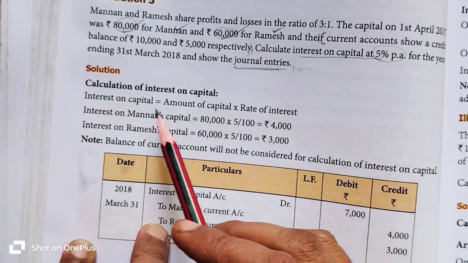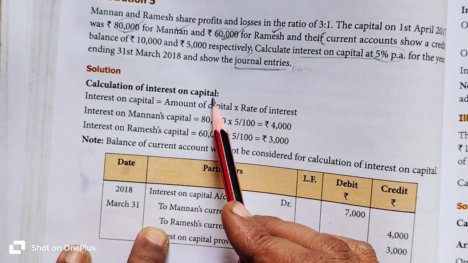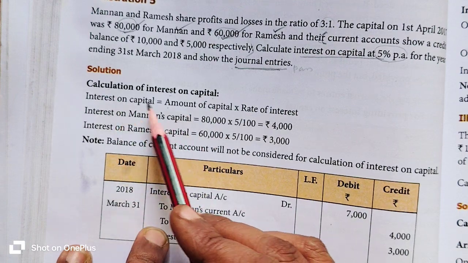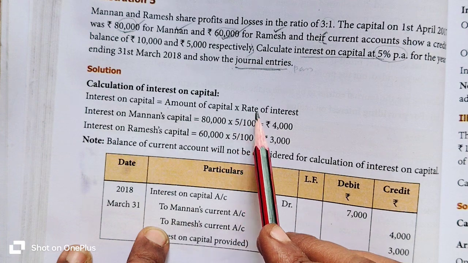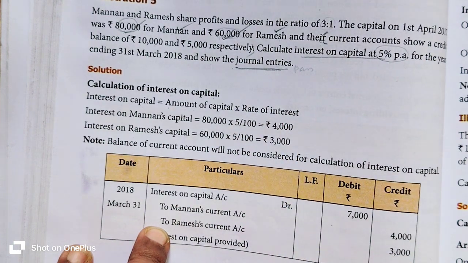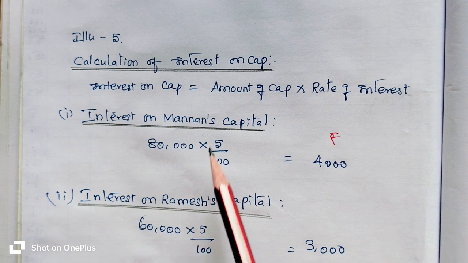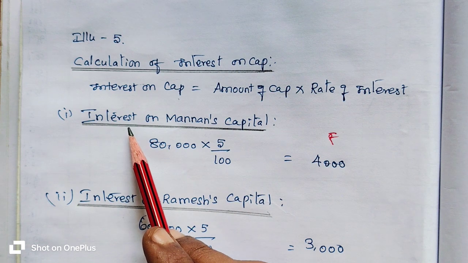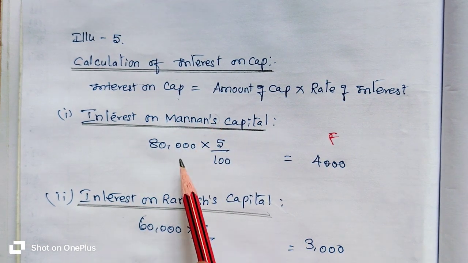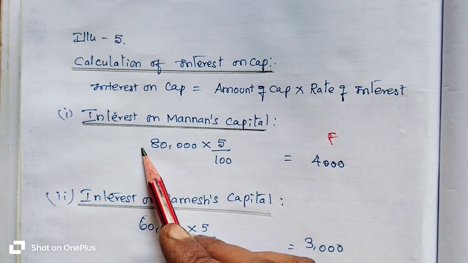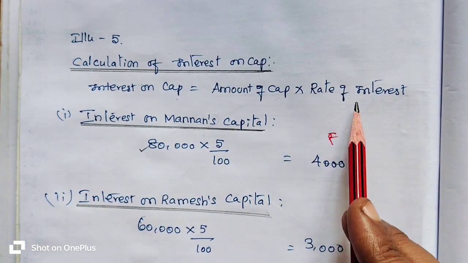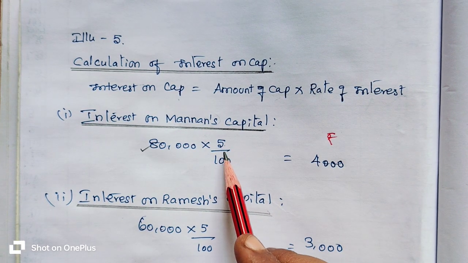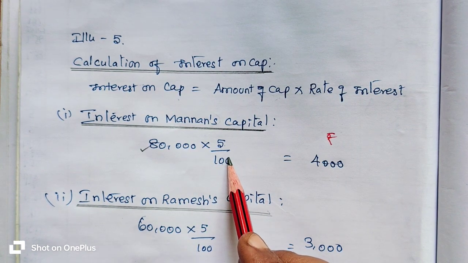Okay, first we have to write the heading, that is calculation of the interest on capital. You should write the format for the interest on capital. What is the format? Interest on capital equals amount of capital into rate of interest. Okay, so to find out the interest on capital, first let's take the interest on capital for Mannan. The amount of capital for Mannan is 80,000 rupees into rate of interest 5%. 5% per annum means 5 by 100. Okay, so we have to cancel it now.